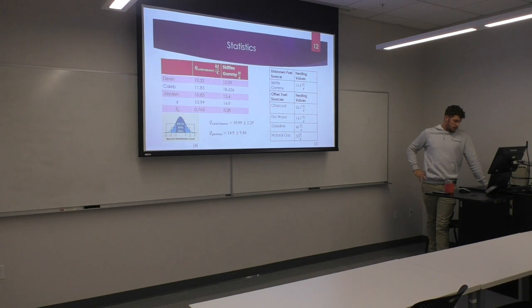But when we got to the heat of combustion of the gummies, our samples varied fairly drastically. We got a standard deviation of 3.28 for a total of 14.9 plus or minus 9.84, which is a very large range. I think that's going to be error in us weighing our samples. I think it's going to be error in maybe the gummy itself being slightly different, not as dense. There could be air pockets in the candy.